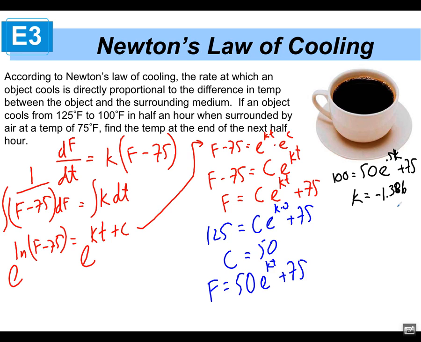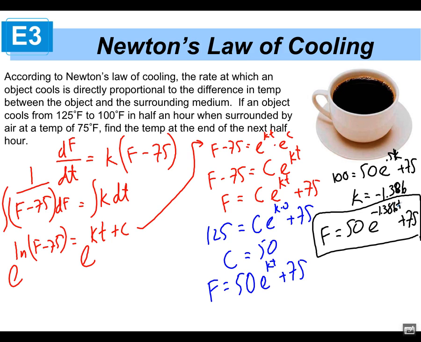Can somebody confirm that? Yeah. Beautiful. So F is equal to 50 e to the negative 1.386t, all of that plus 75. There's our general equation. And again, the general equation is going to have a value put in for C and a value put in for k. Then we can use that to answer all kinds of questions.